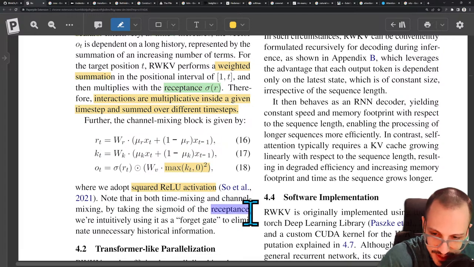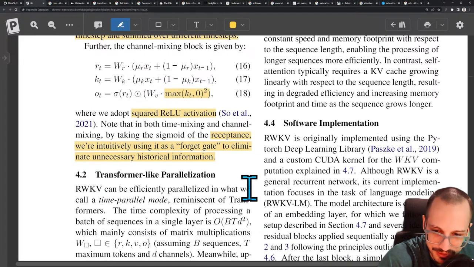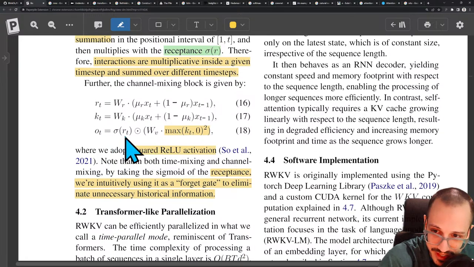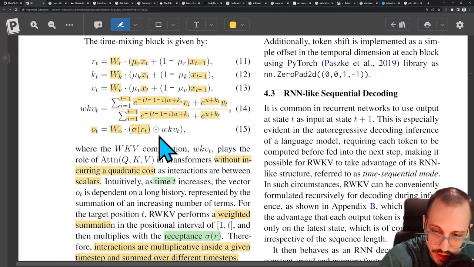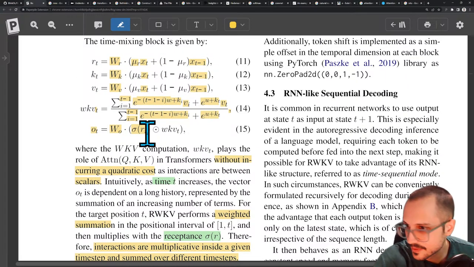All right, so finally at least they're confirming for us that this receptance here, this sigma RT, is basically the equivalent of the forget gate, right? So it's just going to remove certain things from the vector that gets passed to the next time step, right? This sigma RT, and that's going to change, and you're going to learn the parameters of that.